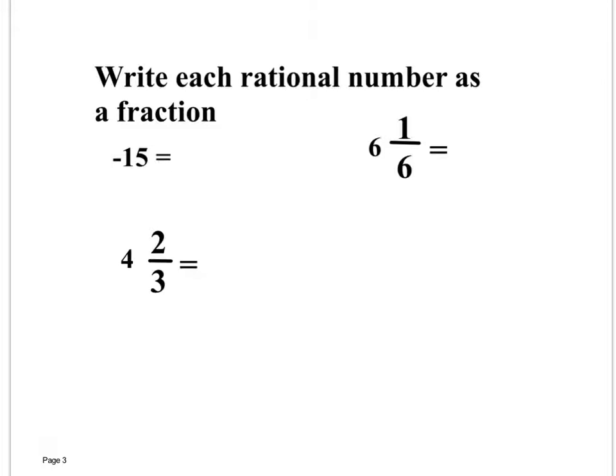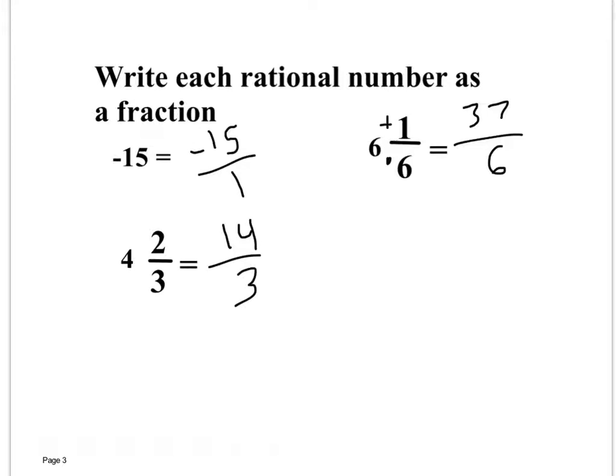Write each rational number as a fraction. -15, I can write that as -15 over 1. All right, 6 and 1/6. Since it's already a fraction, they must be asking for an improper fraction. So what I do is I take the whole number times the denominator and then add the numerator. 6 times 6 is 36. 36 plus 1 is 37. I keep my denominator at 6. 4 2/3. 4 times 3 is 12. 12 plus 2 is 14 over 3.